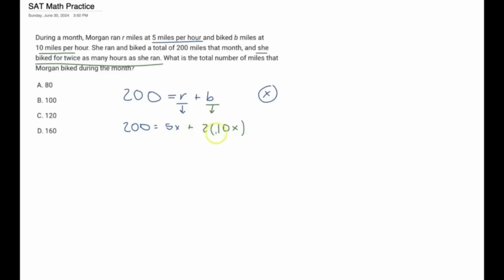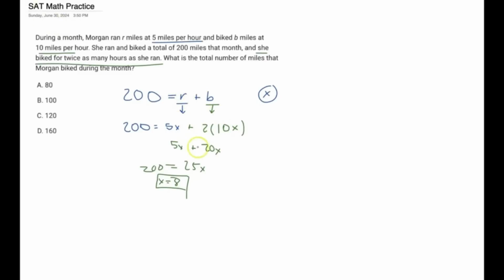So watch what happens. We have 5x plus 2 times 10x. So this becomes 20x, and this is 5x, so this becomes 25x equals 200, right? And if we solve for x here, we get 8. So 8 doesn't really have a meaning in this problem, but if we plug this into each of our rates, we can actually find the answer.